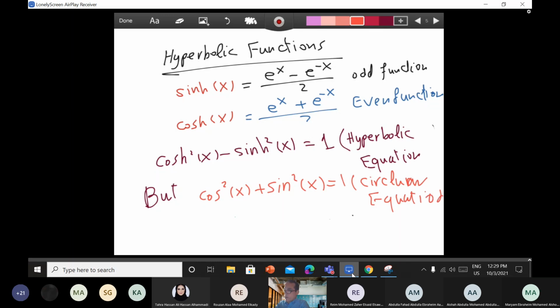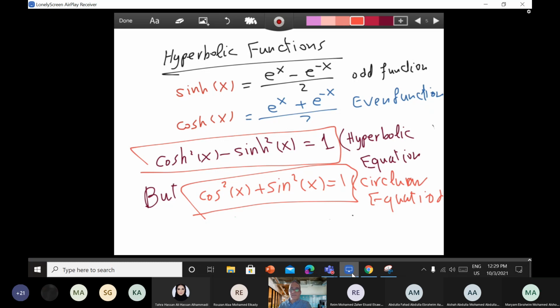So remember, this is why they call it hyperbolic function, because this equation is a hyperbolic equation. And this one they call a circular equation because this is exactly like the equation of the circle. Okay? Do you remember the circle? X squared plus y squared equal to a square. A is the radius.